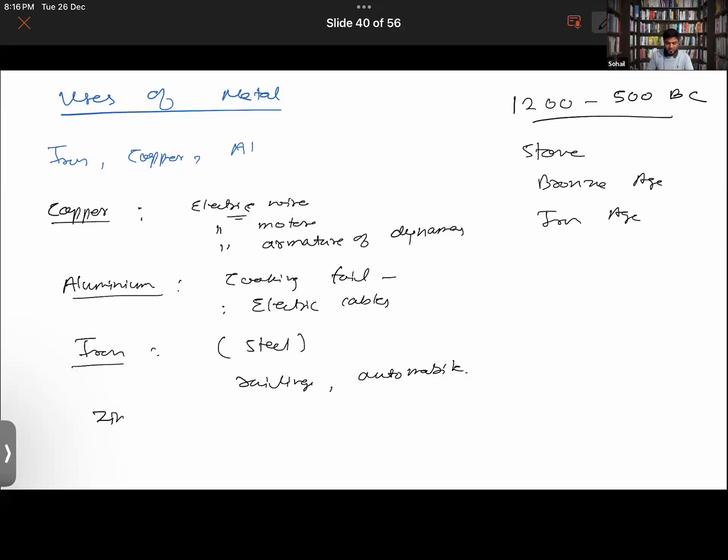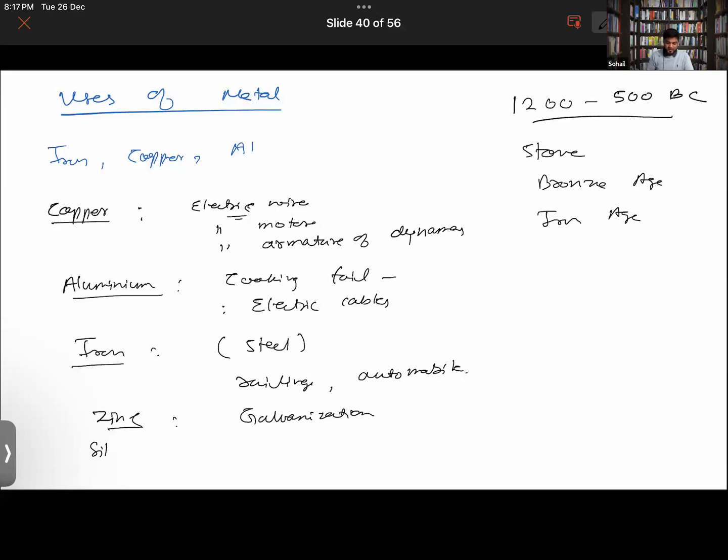Talking about zinc, where do we use zinc? This is a very common one. I hope everyone remembers this. In order to protect iron from rusting, we coat it with zinc. That is called galvanization, right? There we do electroplating, coating the iron object with a layer of zinc, right?